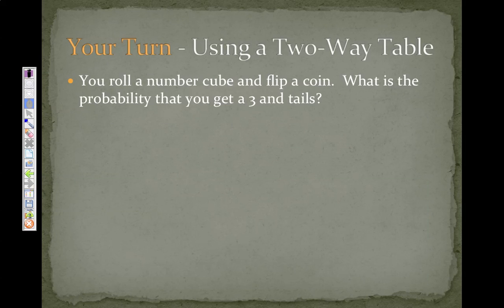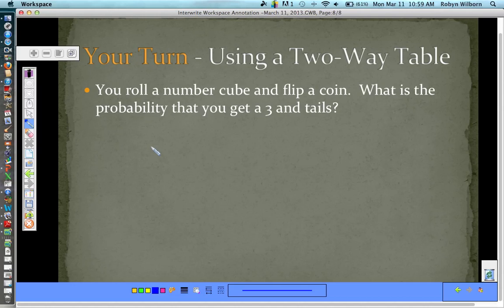All right, guys, you are now going to do your very last your turn question. It says you roll a number cube and flip a coin. What is the probability that you get a 3 and a tails? I'm going to help you get set up here. You don't have to do your table like this, but you could. Remember, we put one option across the top, so let's put the dice across the top. I have an option of rolling a 1, a 2, a 3, a 4, a 5, or a 6. Along the side, my options are rolling a heads or a tails.